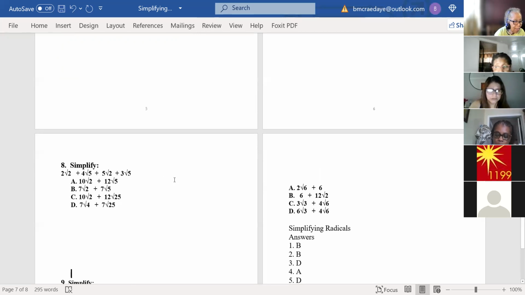Where are you, Miss Barbara? On Number 8. Yes. I'm on the, okay. So tell me what answer you get. 2 is a coefficient, 4 is a coefficient, 5 is a coefficient, 3 is a coefficient. You can add the coefficients for the same radical. So that means square root of 2, square root of 2, same. Square root of 5, square root of 5 is the same. So Alva, what would be your answer?